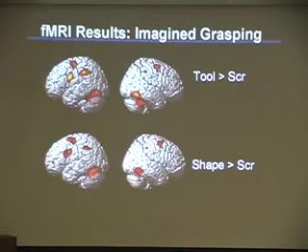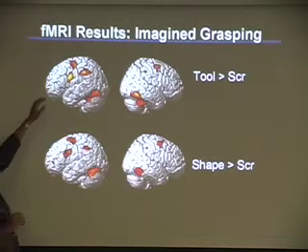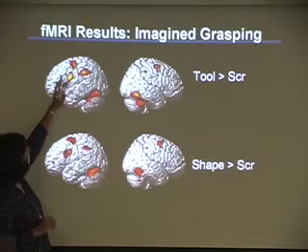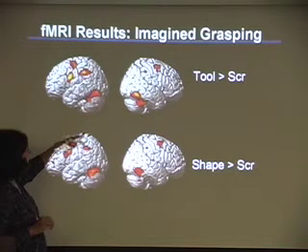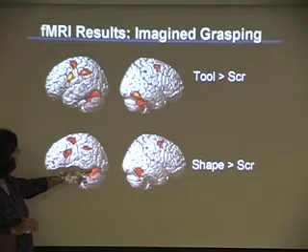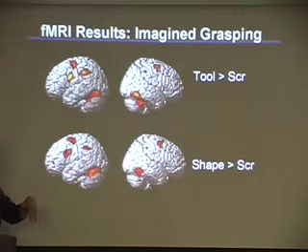You can see the regions are almost exactly the same: the dorsal and ventral premotor cortex, and the region of the posterior parietal cortex, which is really the inferior parietal region, and then these more visual temporal lobe regions. And so we didn't find differences in grasping between tools and shapes. Now there are a few explanations for this.